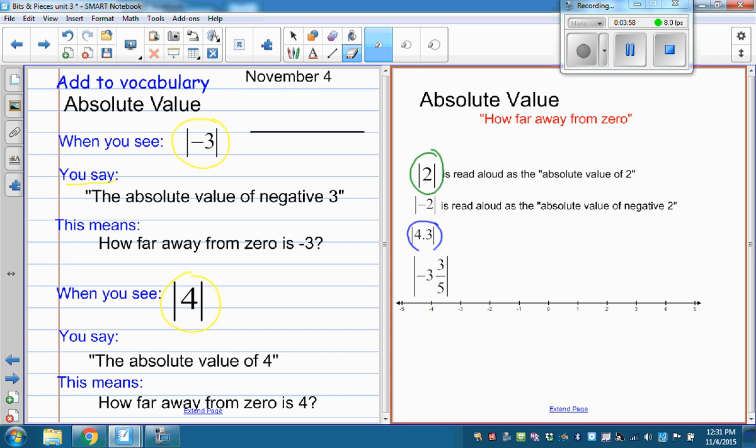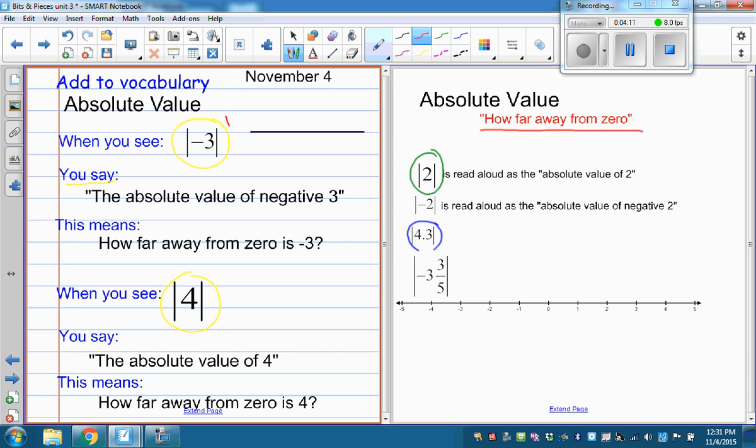The next thing is to think about what it means. Anytime you see an absolute value symbol, you want to think about how far away the number inside is from 0. If we take this example over here and think about 0 on a number line, negative 3 is to the left of 0, and it's 3 units away. So we say that the absolute value of negative 3 is just 3, because that's how many units it is from 0.